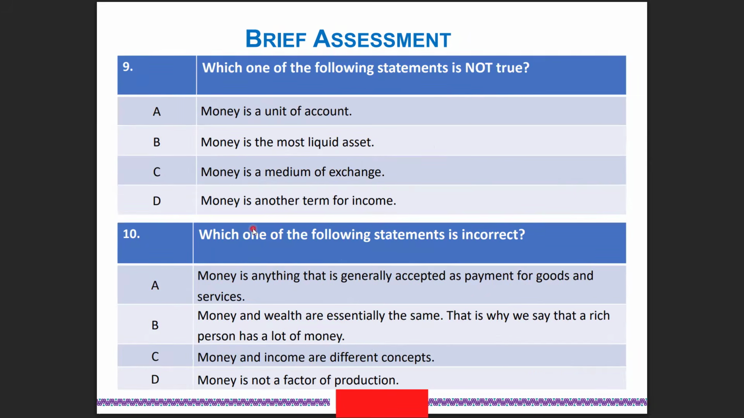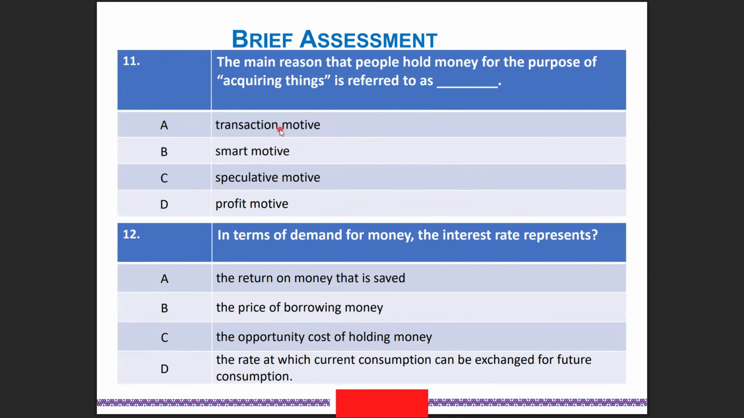Number 9, which of the following statements is not true? The answer here is D. Money is another term for income, because money is not an income. Number 10, which of the following statements is incorrect? The answer here is B. Money and wealth are essentially the same. This is incorrect. Number 11, I'm just saying the answers, guys, because I have to go.